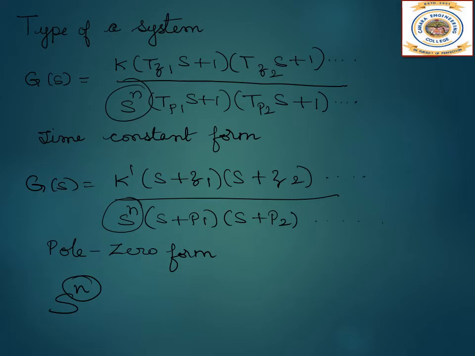Here we have n, and that n is called the type of the system. Or what is a type? Type is the number of poles at the origin. That is called the type of the system. This you have to remember. And this is for an open loop transfer function, whereas order is for the closed loop transfer function. It is the number of poles in the transfer function, the number of poles of the closed loop system. That is order. Type is the number of poles at the origin.